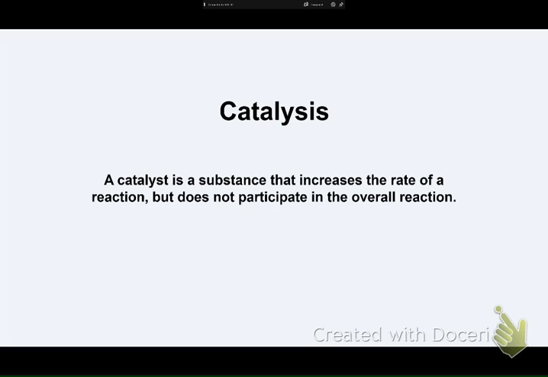So a catalyst makes reactions faster. It's a substance that increases the rate of reaction, but is not part of the overall reaction. So that sounds weird. Okay. So it's like this. Well, let me show you. I have an equation for the next one. This is what it kind of looks like.